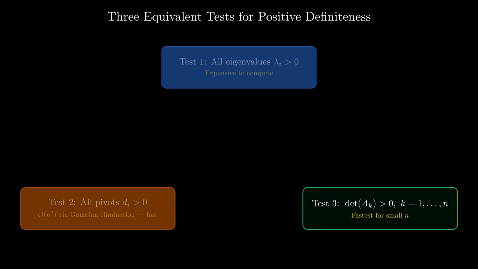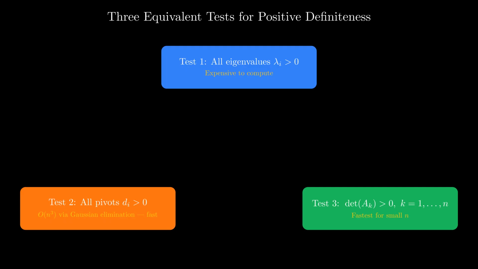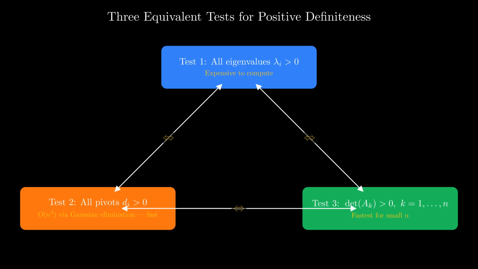Test 3 is leading sub-determinants, also called leading principal minors. You take the upper left 1 by 1 block, then the 2 by 2 block, then the 3 by 3, and so on, all the way up to the full matrix. If every one of these determinants is positive, the matrix is positive definite. For small matrices, this is the fastest test of all. These 3 conditions are mathematically equivalent. Any one of them implies the other 2.